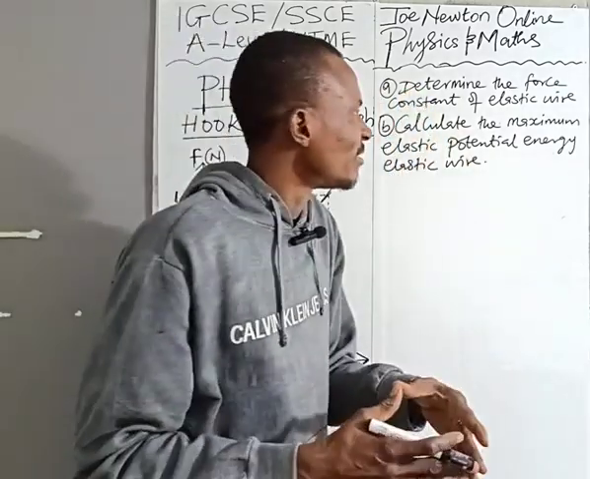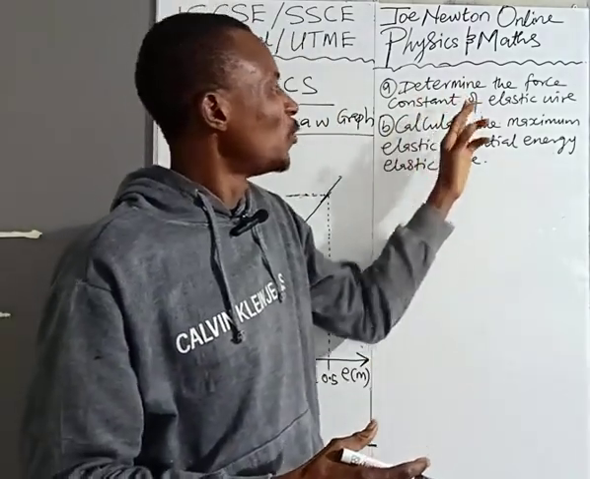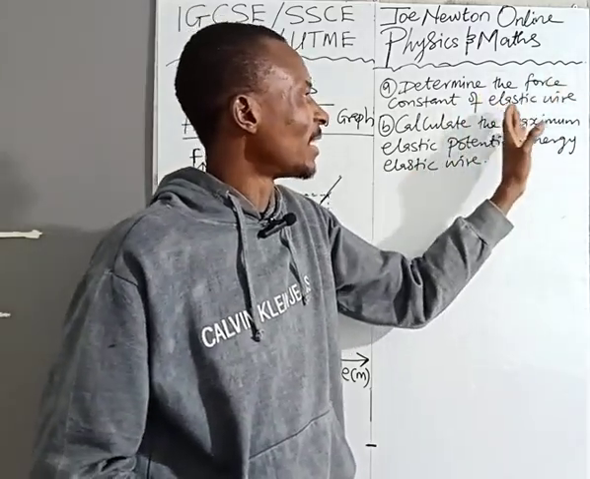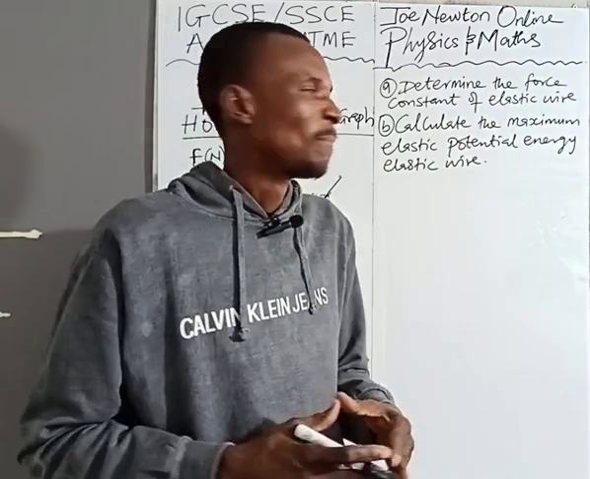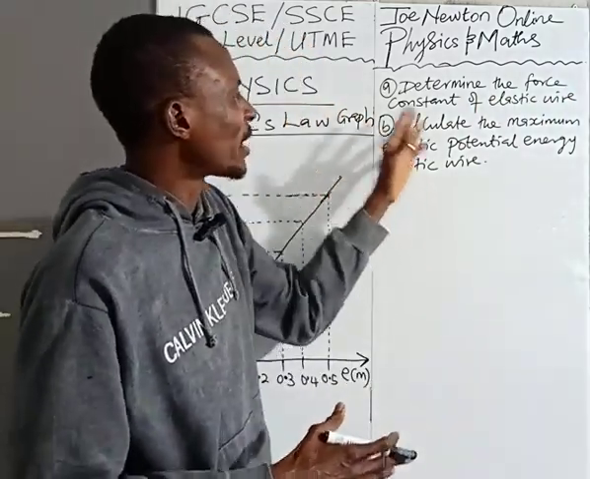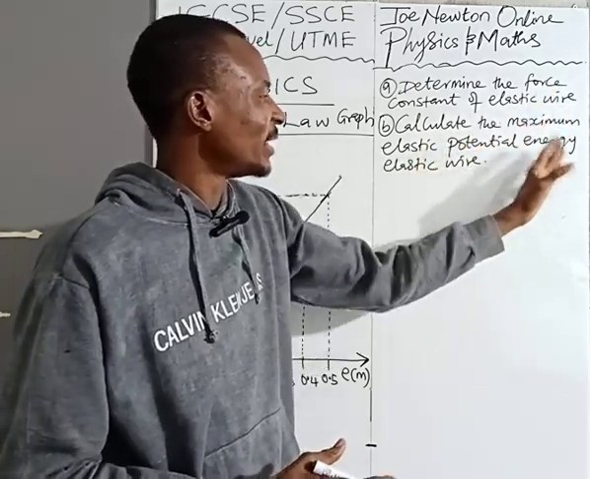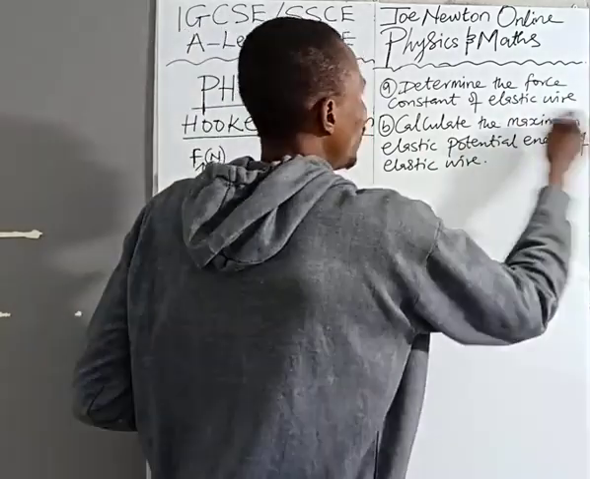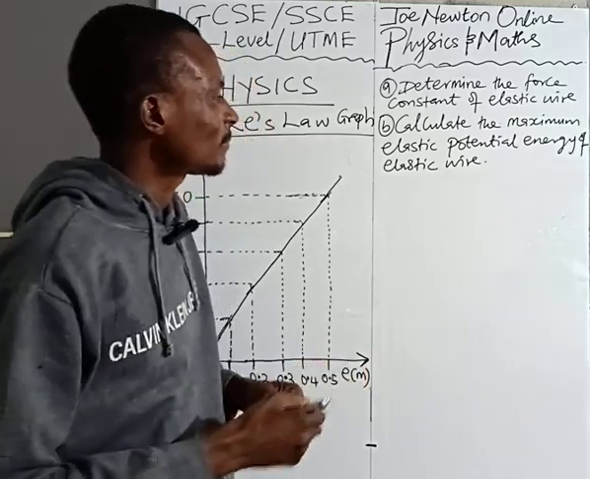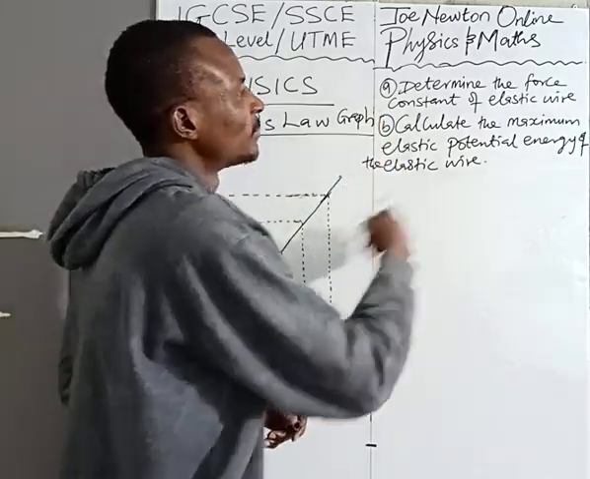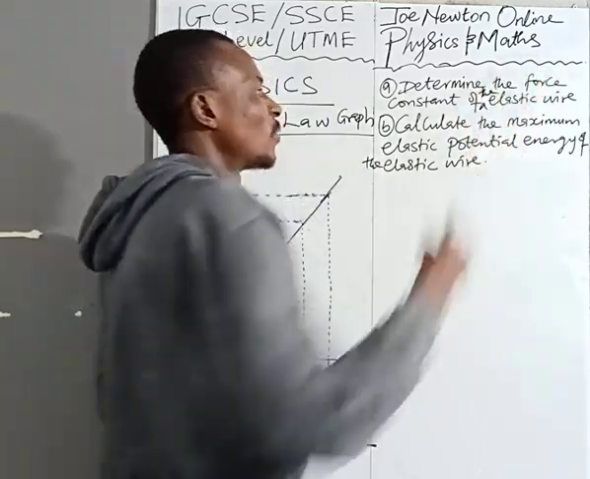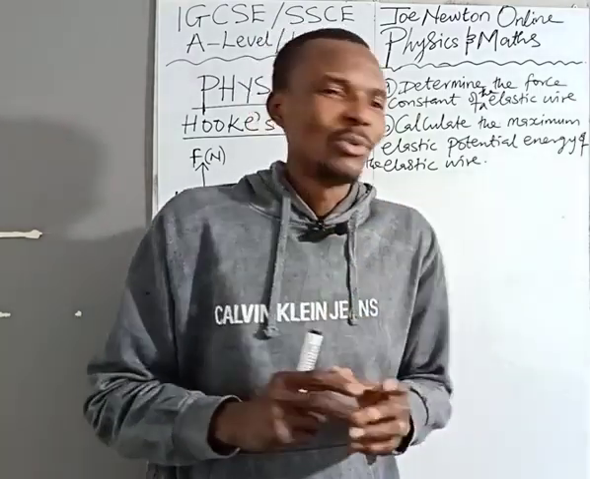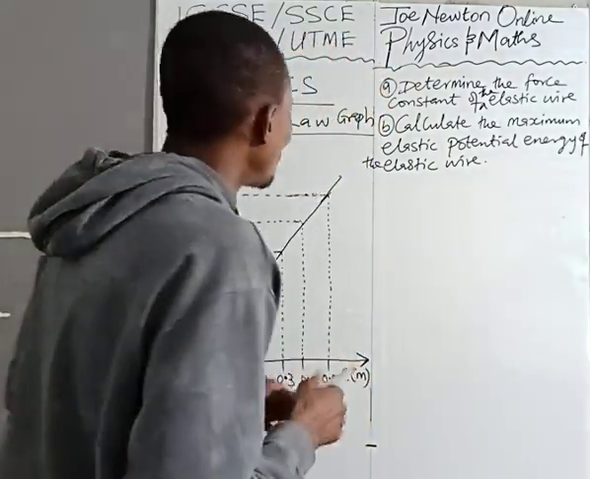Now the question is, number A, we are asked to use this information to determine the force constant of the elastic wire. Then B, to calculate the maximum elastic potential energy of that elastic wire. Now this is the question, very simple. Let us do justice to this question.